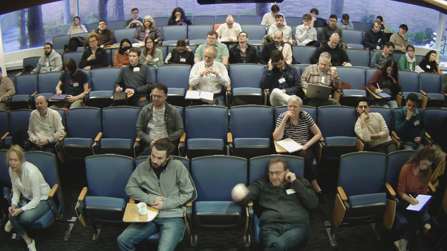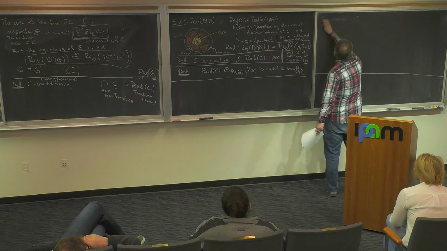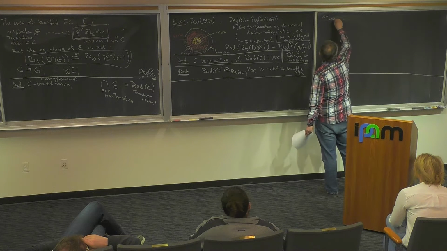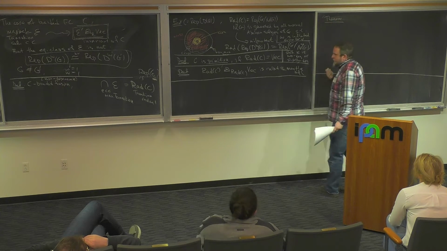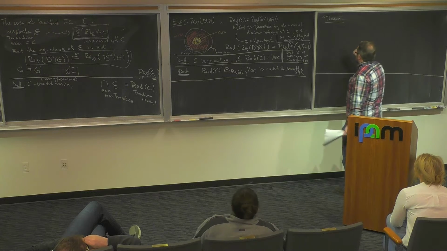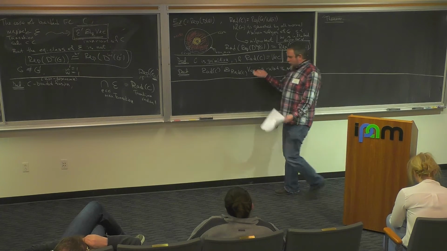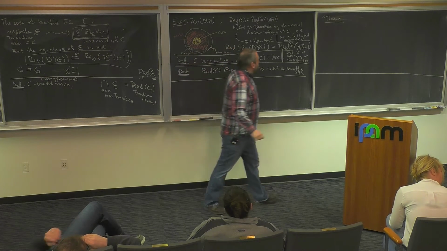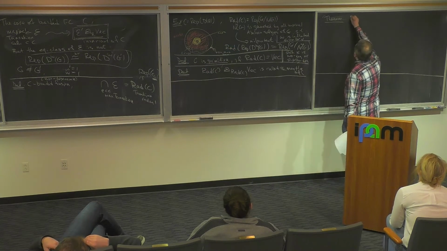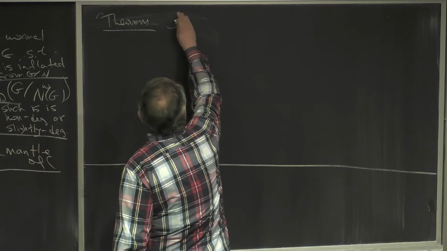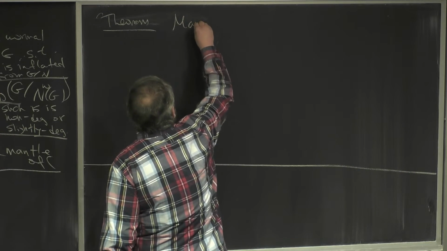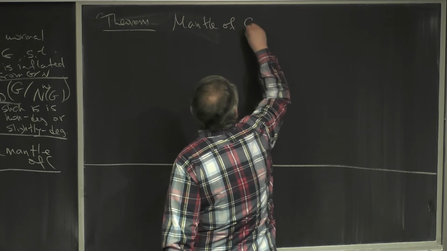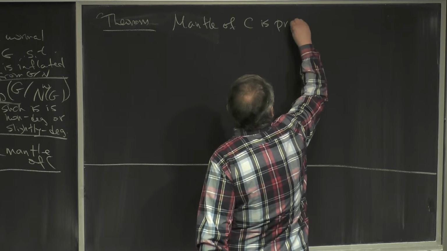Question: so a mantle doesn't have to be primitive? The mantle is primitive. I should say, the theorem, though it's not completely obvious. There is an argument, but it's not hard. Again, it's along the same lines as the fact that the quotient by the radical is semisimple. So, theorem: the mantle of C is primitive.